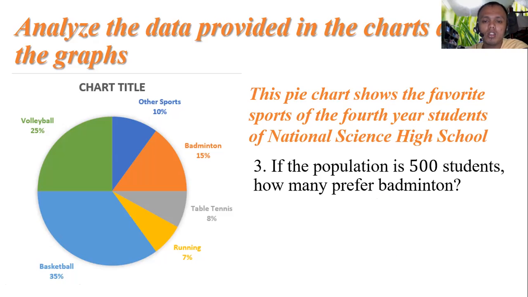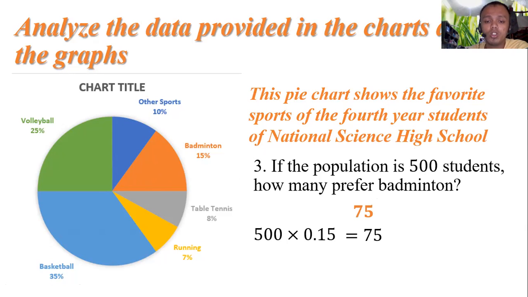Okay? Next, number 3, if the population is 500 students, how many prefer badminton? So dito, multiply pa natin. So kung halimbawa 500 yung population of students, so ilang students daw ang mas gusto ang badminton? Since 15% yung badminton, yung compute natin, what is the 15% of 500? That is 75. Okay, because 500 times 0.15 is equal to 75.